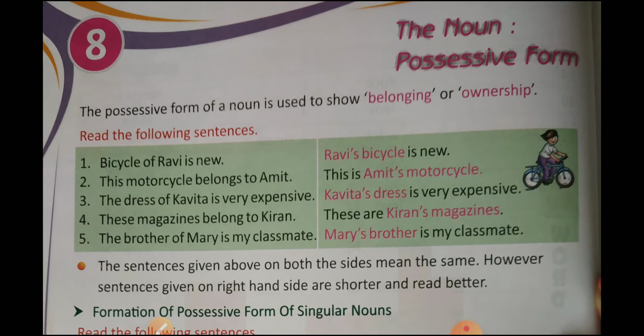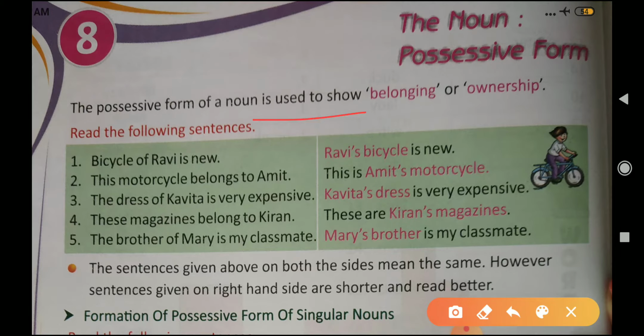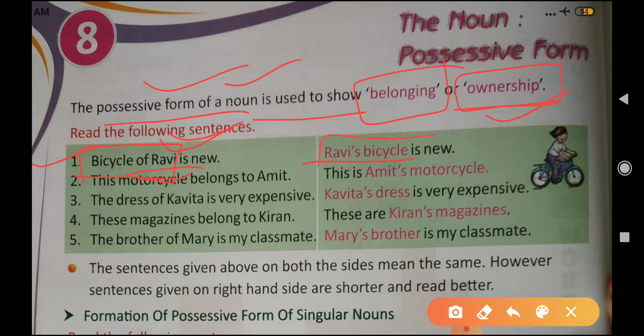Now the possessive form of a noun is used to show belonging or ownership, means if something belongs to someone, the possessive form of a noun shows that belonging. For example, you can see here: bicycle of Ravi is new, or we can write it as Ravi's bicycle is new. So this bicycle belongs to Ravi.